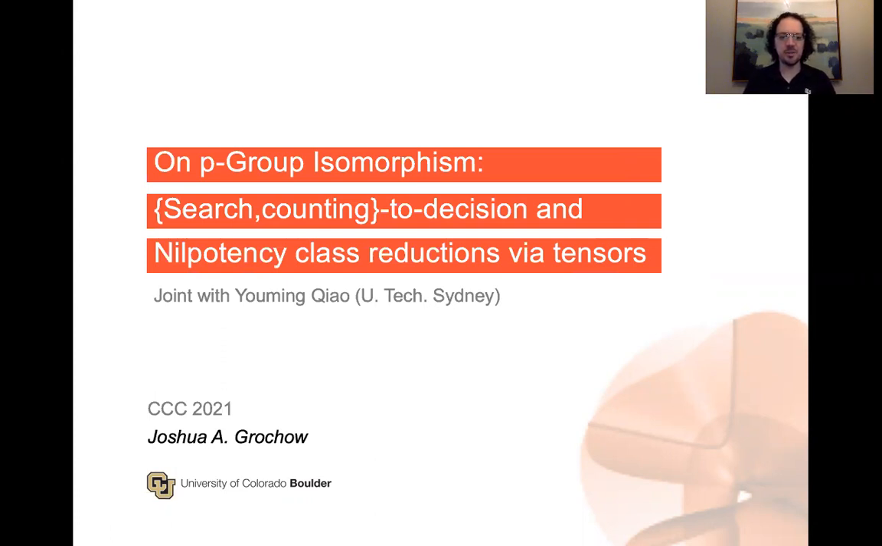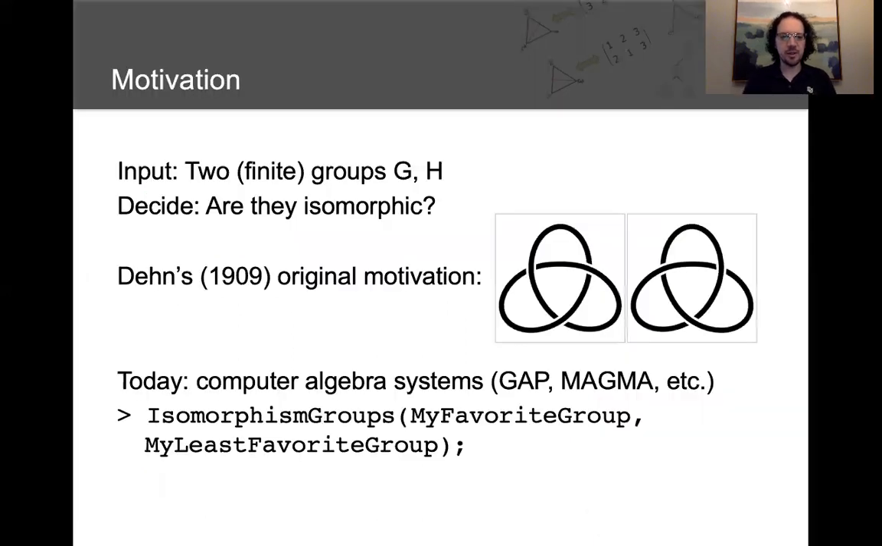This is my talk for CCC 21 on P-group isomorphism, joint work with Youming Qiao from the University of Technology, Sydney, where we get search to decision, counting to decision, and nilpotency class reductions for P-group isomorphism using tensors. To start with, the group isomorphism problem is: given two finite groups, G and H, and in this talk we'll almost exclusively be interested in finite groups, decide whether they're isomorphic.